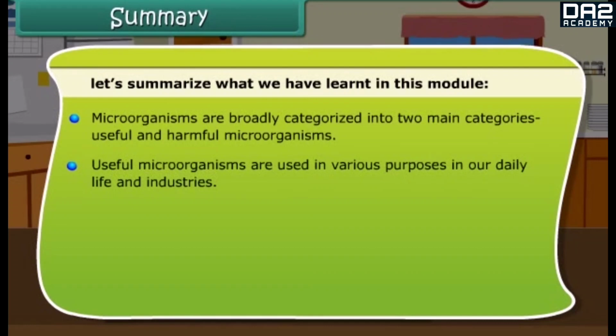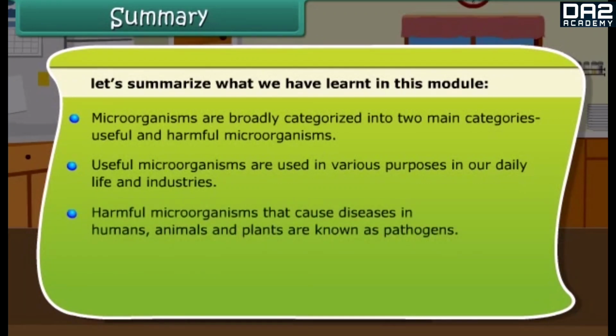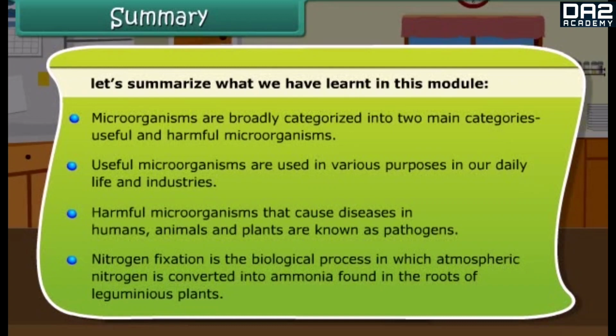Useful microorganisms are used for various purposes in our daily life and industries. Harmful microorganisms that cause diseases in humans, animals, and plants are known as pathogens. Nitrogen fixation is the biological process in which atmospheric nitrogen is converted into ammonia, found in the roots of leguminous plants.